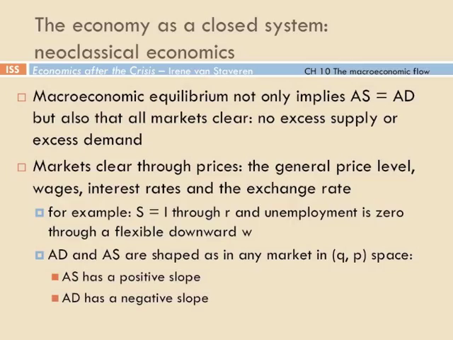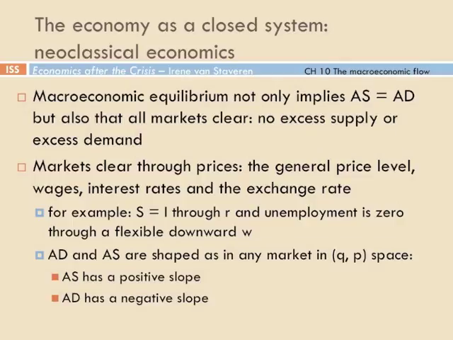The fourth theoretical perspective on macroeconomics is neoclassical economics. And in neoclassical economics, we regard the economy as a closed system. And we look at equilibrium. We consider the economy to be in equilibrium, as aggregate supply equals aggregate demand and market clearing, no excess supply and no excess demand. How does this happen?